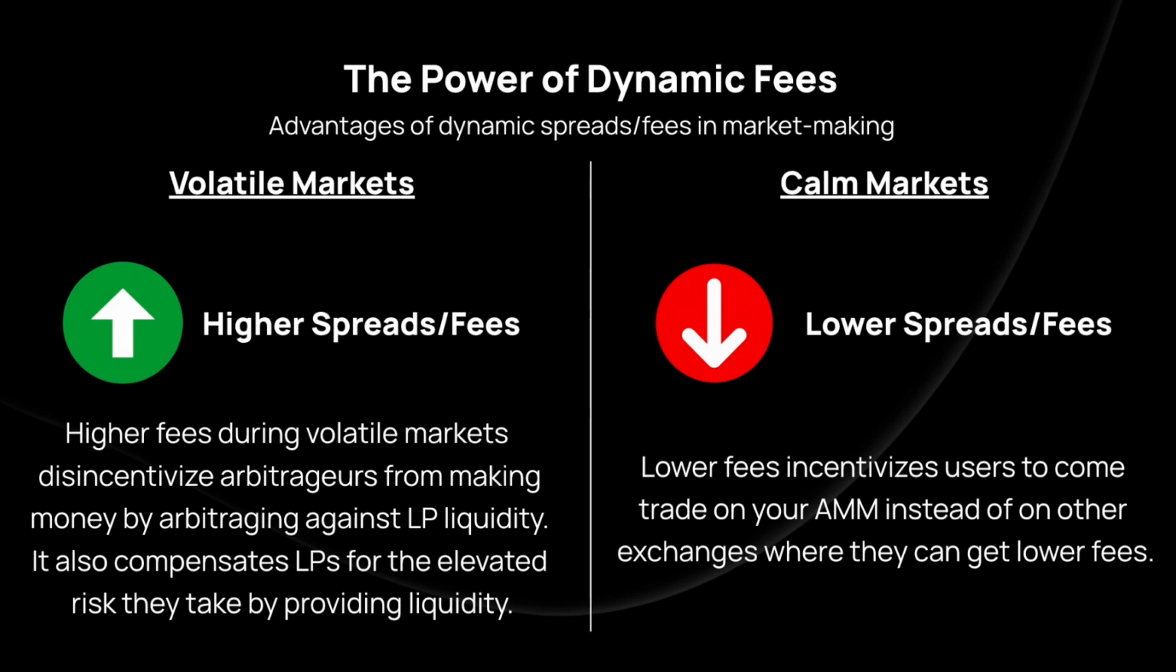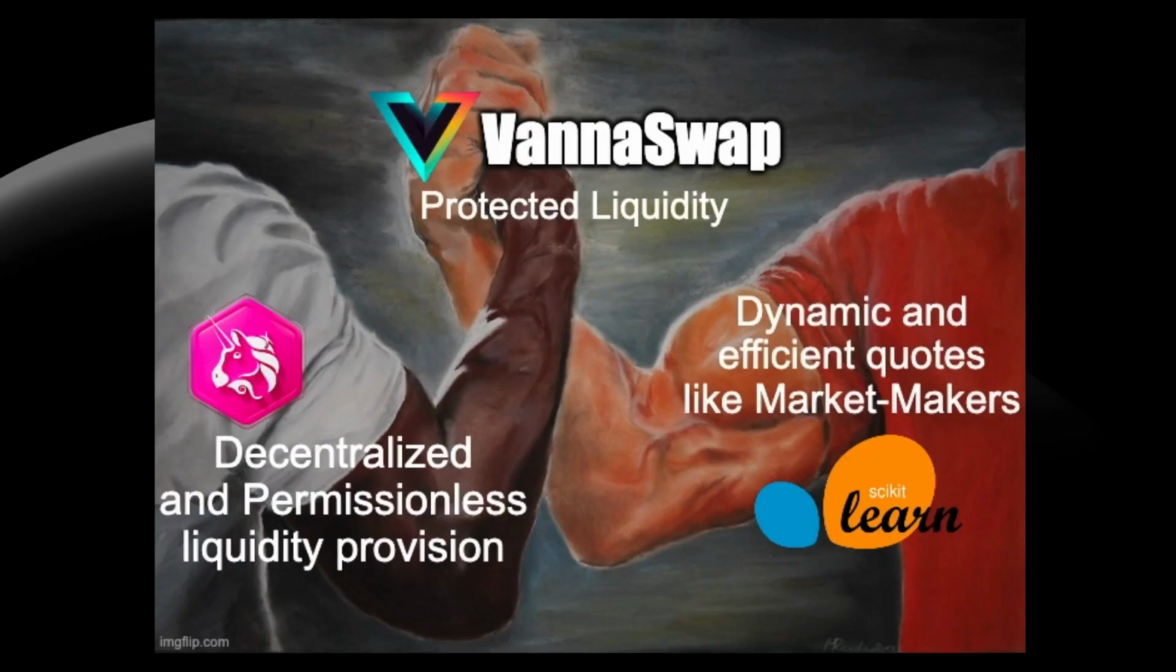In calm markets, we actually want to quote lower spreads and fees to incentivize users to come trade on our AMM, so we can make money on their order flow instead of them going elsewhere with lower spreads and fees. That's why we created VannaSwap. We're a decentralized AMM that allows anyone to be a liquidity provider, and we also have ML-driven dynamic and efficient quotes that allow us to quote spreads and fees like market makers, efficiently protecting ourselves and our liquidity when there's elevated risk and volatility.